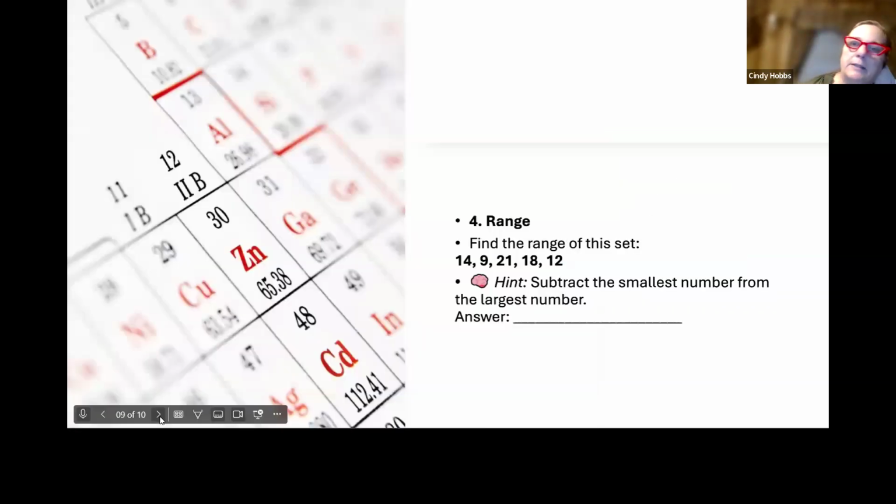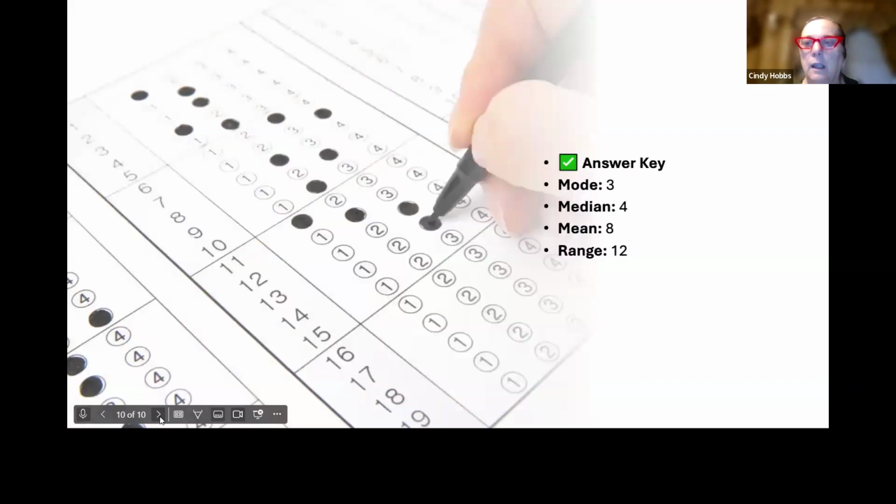The range: find the range of this set. Subtract the smallest number from the largest number. The largest number we have is 21. The smallest number we have is 9. So we're going to have 21 minus 9. It's going to be 12, yes. Okay, that's the range. Yep, I got them right: 3, 4, 8, and 9. And I didn't even look at this. So that's the answer key.